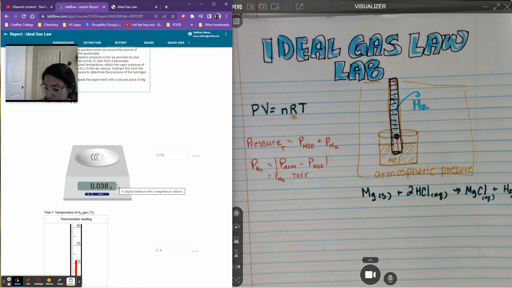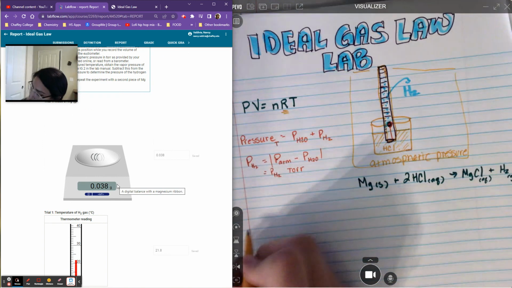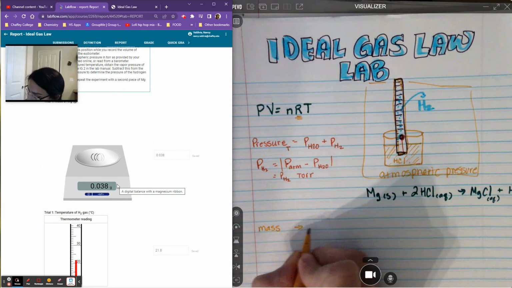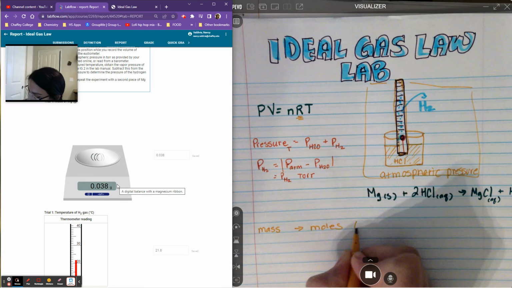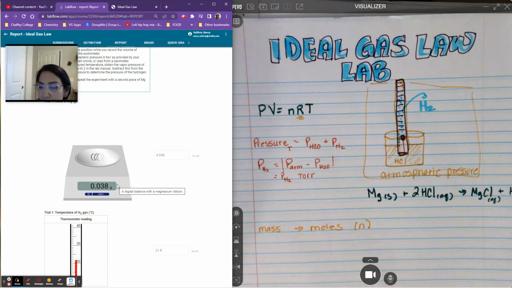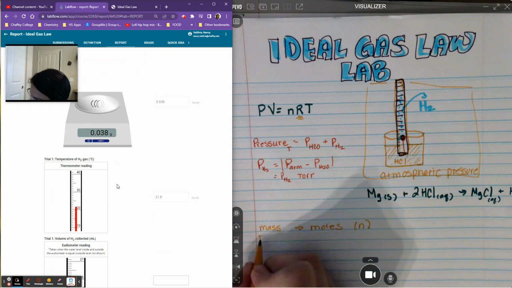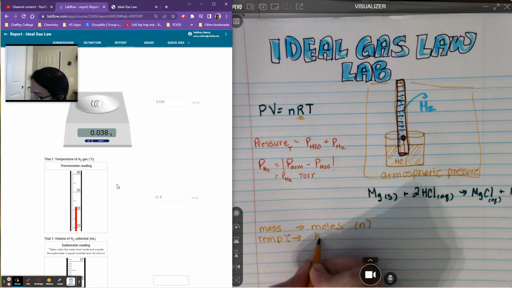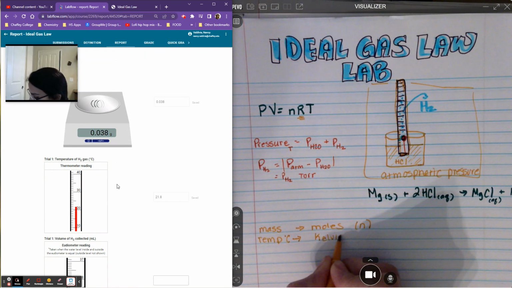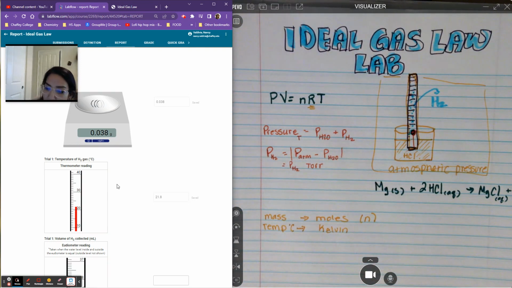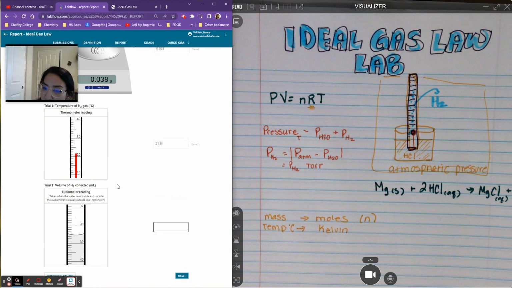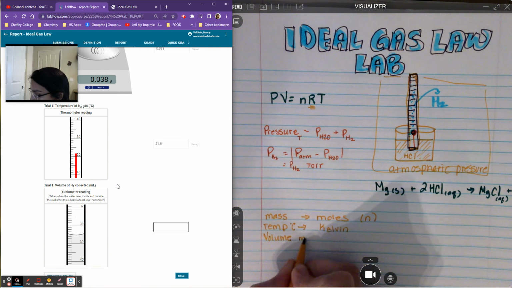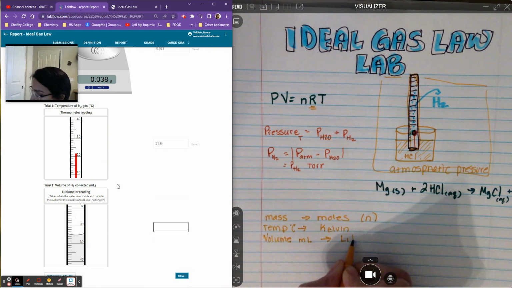Look, I have a couple of things that are given to me. I have mass, and I'm going to convert my mass into moles, which is going to be my n. Then I have the temperature, which is in degrees Celsius, and I'm going to convert that into Kelvin. And then I have my eudiometer reading right here, which is my volume. My volume is in milliliters, and I am going to convert that into liters.